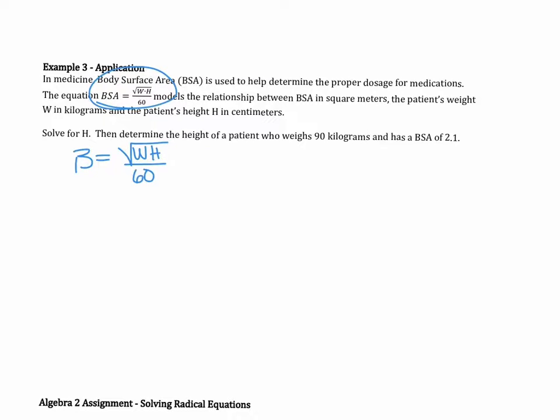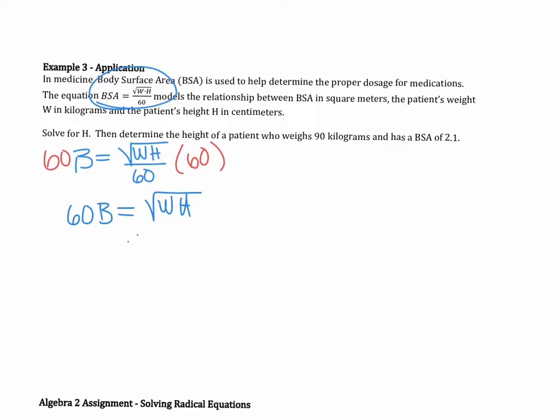As you can see, I rewrote the equation. It's a little different from the other problems because it's going to involve one additional algebraic step in order to isolate the radical. And that is, we need to multiply both sides of the equation by 60 in order to get h by itself, or the radical expression by itself. So we're going to multiply this side by 60 and that side by 60. So when we do that, we get 60 times b equals the square root of w times h.